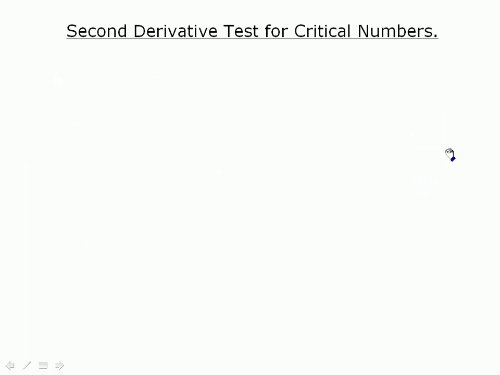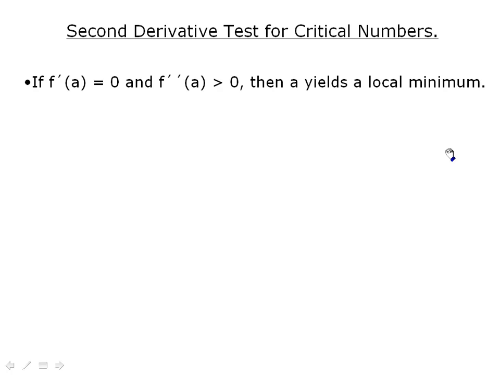Now, this I'll give you as well. We covered this earlier when we were looking at max-min problems. This is the second derivative test for critical numbers. So it's applied specifically for critical numbers. So you know all this. If the first derivative at x equal a is 0, so this is a critical number, x equal a. Now, if the second derivative is positive, then a is going to be a local minimum.